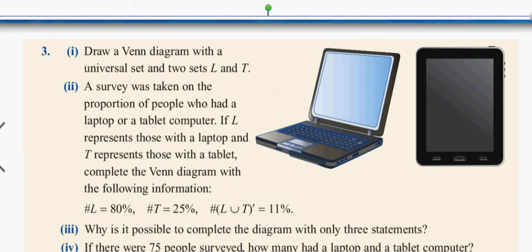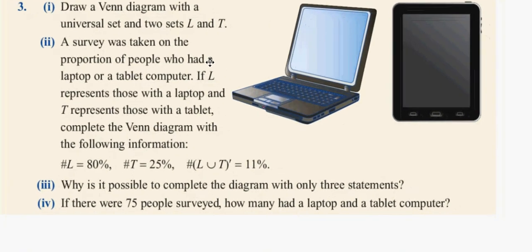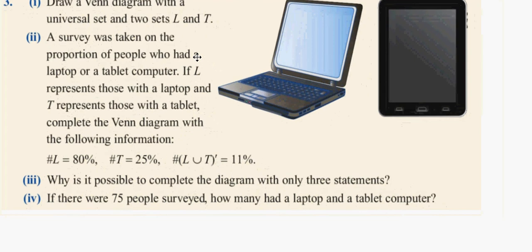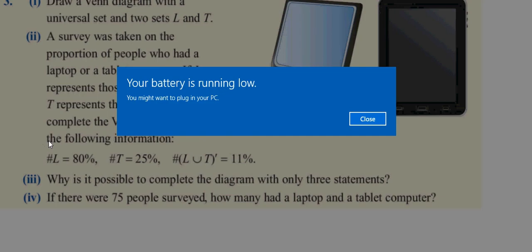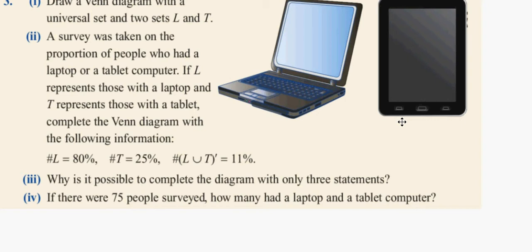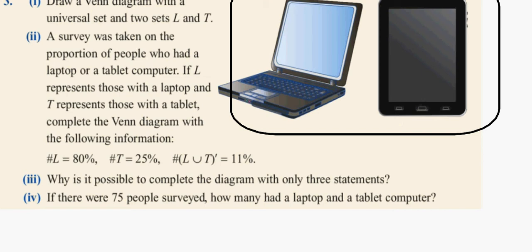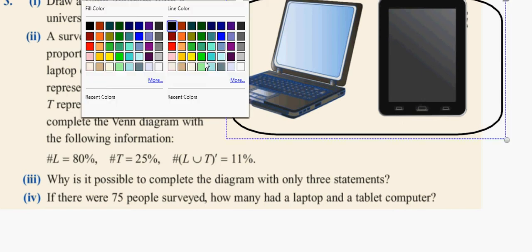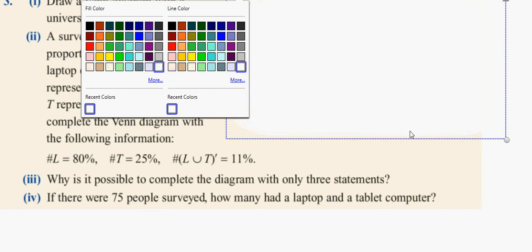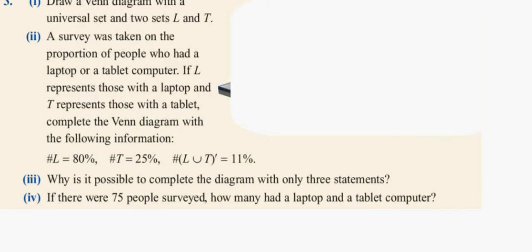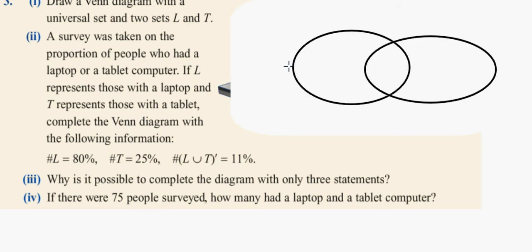Okay. Now, what about this? Draw a Venn diagram for the universal set and the sets L and T. LT obviously means laptop and tablet, correct? So, let's do this. I'll have it up here because I don't want to blank out the question. I will make this white, and now it's gone. Then I will draw the diagrams here. Laptop and tablet and a rectangle.